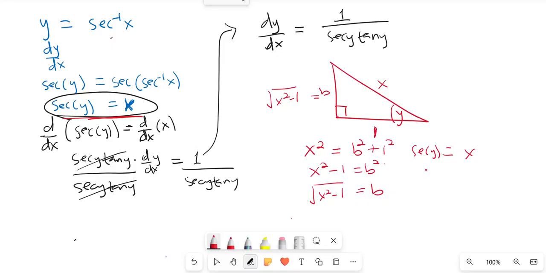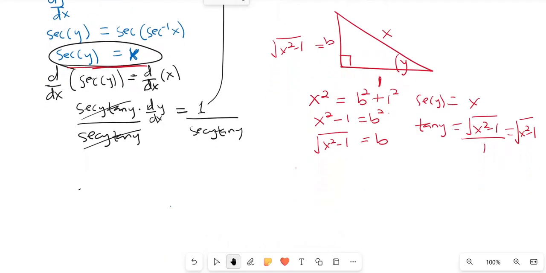Now we can find tangent of y. Tangent of y is opposite over adjacent. With this angle, this is opposite: square root of x squared minus 1 all over adjacent. Adjacent is just 1. So this is just the square root of x squared minus 1. So that is the tangent of y. Now we have secant of y as x, and tangent of y as square root of x squared minus 1. We can plug those into our derivative function, and we can finally arrive at the answer.